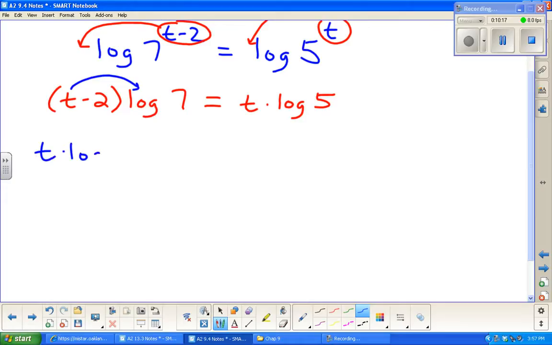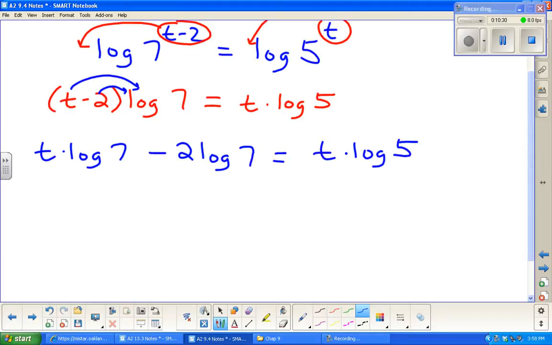T times the log of 7 minus 2 times the log of 7. And on the right side, it's still just t times the log of 5. Okay, and this one's getting a little bit messy. What I do notice, though, and what you hopefully notice, is there are t's on both sides. So one little trick here is to get those on the same side.